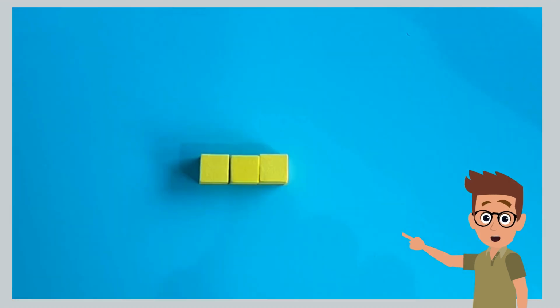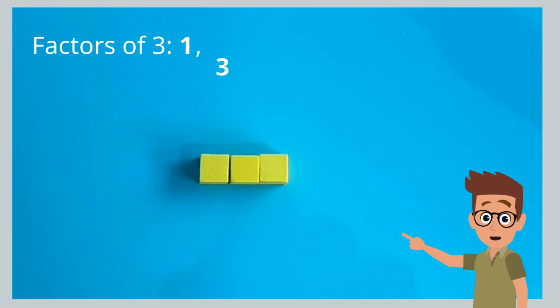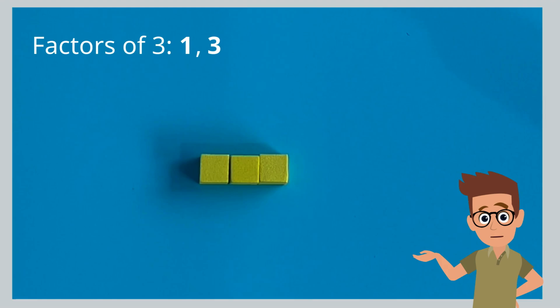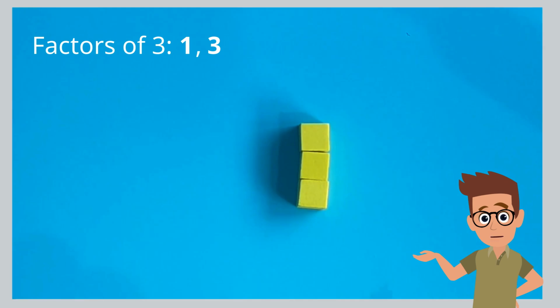Now, let's use 3 cubes to find the factors of 3. Using this array, what are the factors of 3? Pause and discuss with your friends. In this array, there is 1 row and 3 columns. So, 1 and 3 are factors of 3. We can also arrange 3 cubes in this way. Here, there are 3 rows and 1 column. There are no other arrays we can form with 3 cubes. This means that the only factors of 3 are 1 and 3.